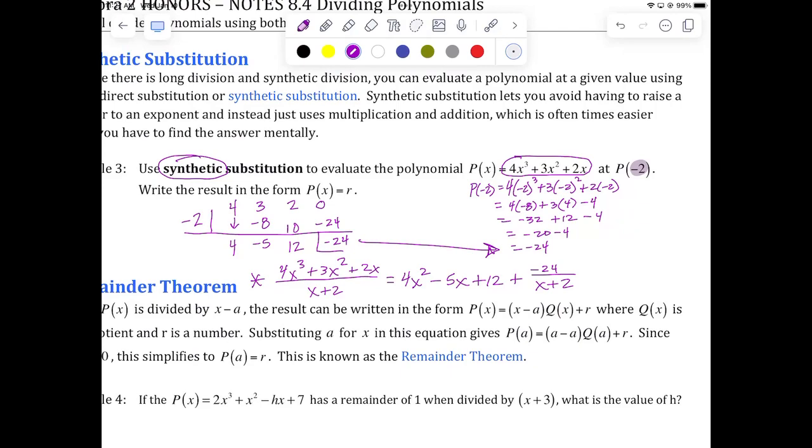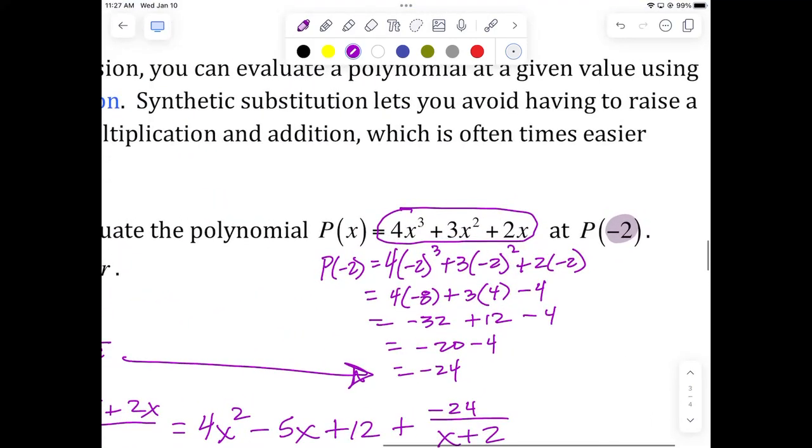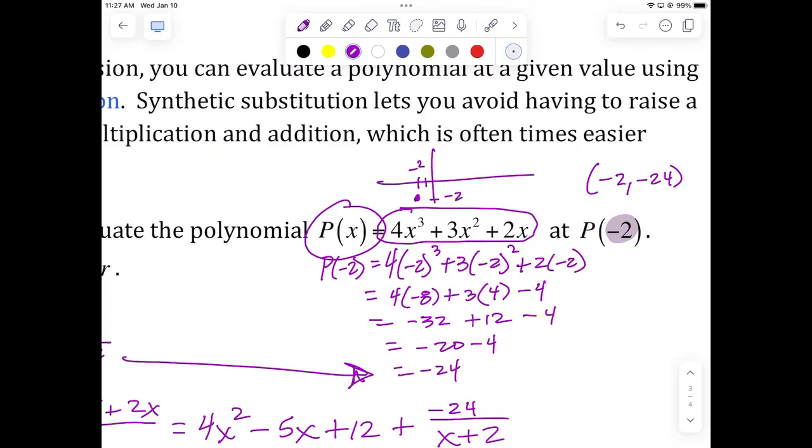Now, is x plus 2 a factor of 4x cubed plus 3x squared plus 2x? Is x plus 2 a factor of that cubic? No, because the remainder is not what? It's not 0, right? If the remainder is 0, the divisor is a factor. The remainder is negative 24. So that means that if you were to look at the graph of P of X, the ordered pair negative 2, negative 24 would be on the graph. It would be right there. Okay, here's negative 2, here's negative 24. That cubic polynomial passes through that point. And it's not on the x-axis, is it? So it's not an x-intercept. It's not a root. It's not a 0.